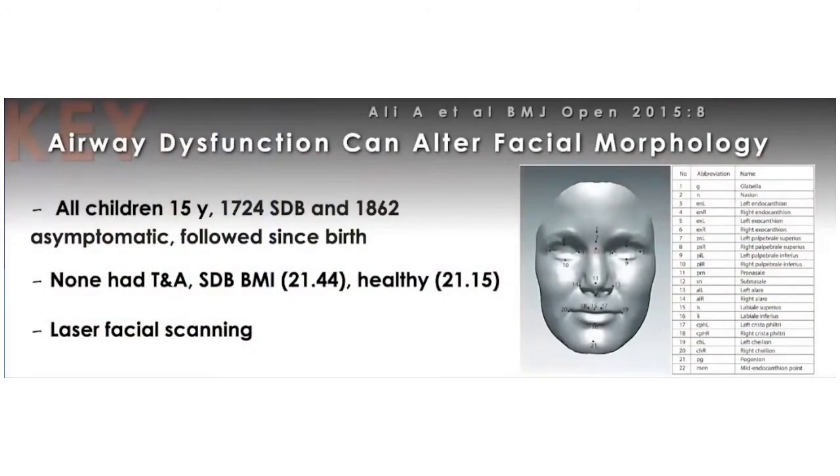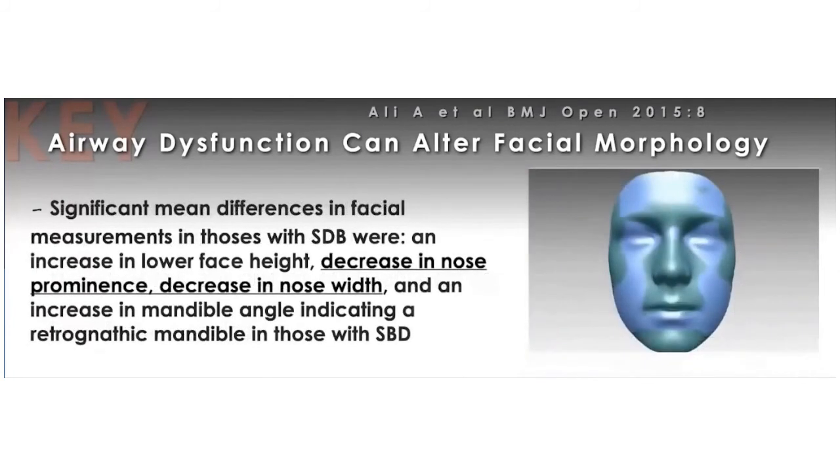Interesting study done by an orthodontic group looking at some data out of the UK. And what they found is that on these kids they had followed for their entire life, at 15 years old, and these are lots of kids, 1,700 kids with sleep breathing issues, 1,800 kids that did not. They ruled out any kid that had surgery, ortho, anything like that. They did laser facial scanning on them. And what they found is that that narrow dolichofacial type is highly prevalent in kids that have breathing issues.